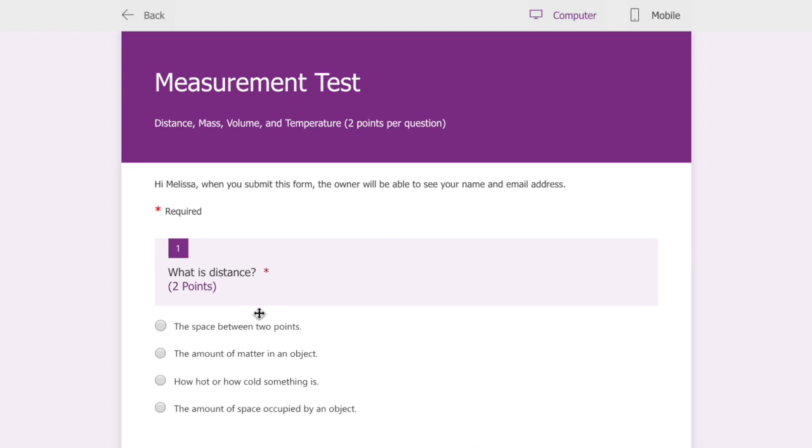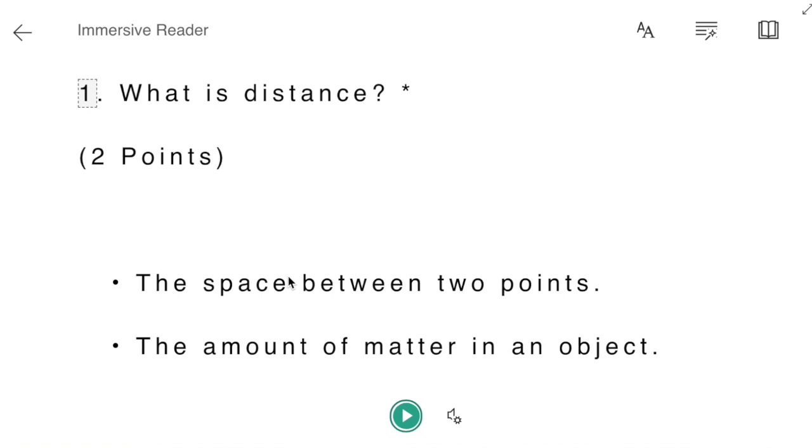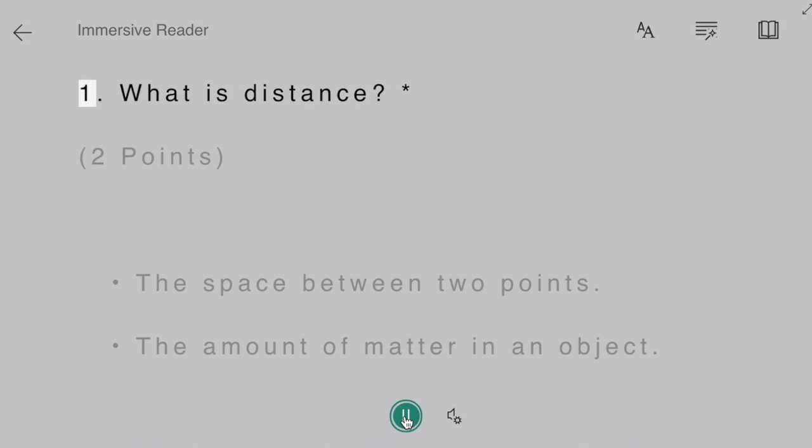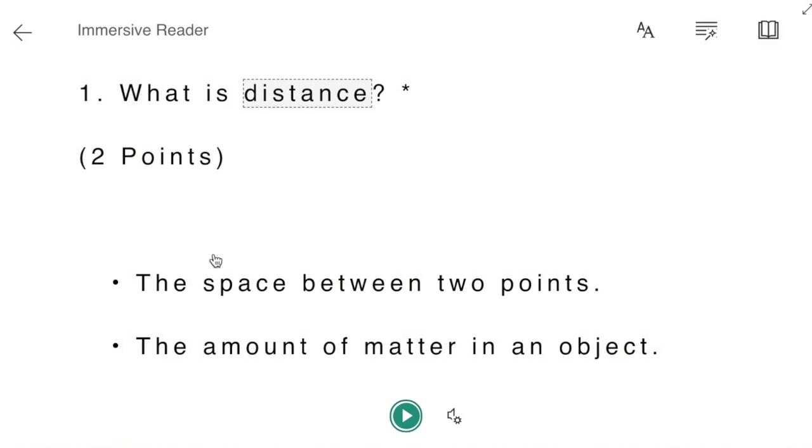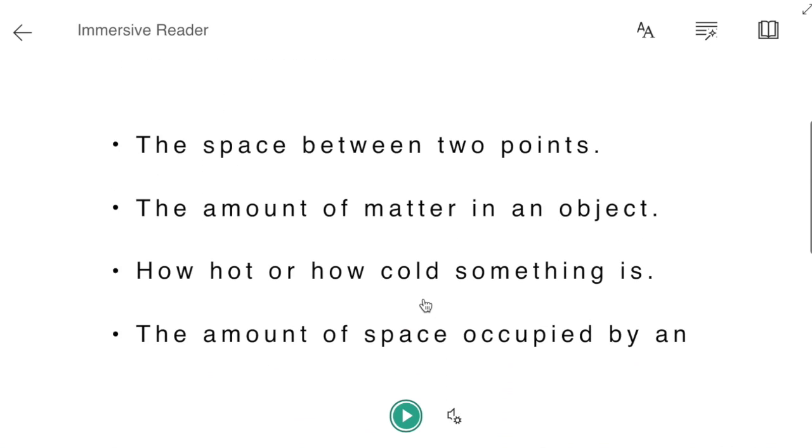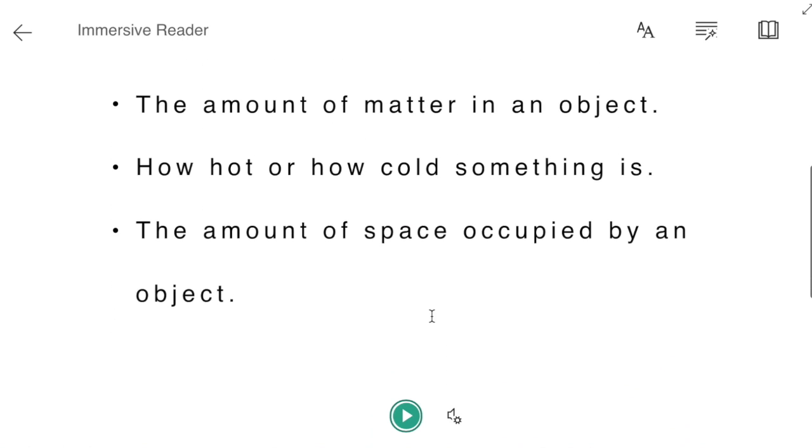So one of the really nice features about using Office Forms is you do have this option to have the question read to you. So if you click on this symbol that pops up next to the question, it will take you to this screen, which is where you can see the question. You click on the play button and it will start reading the question to you. What is distance? And then it'll keep on going and read through the different answer choices that you have associated with that question.